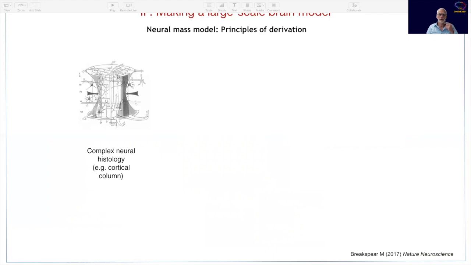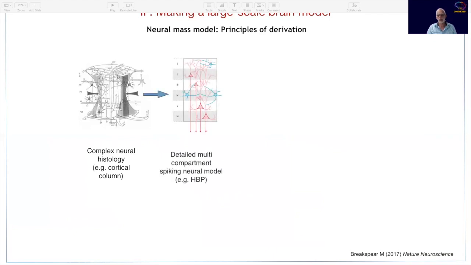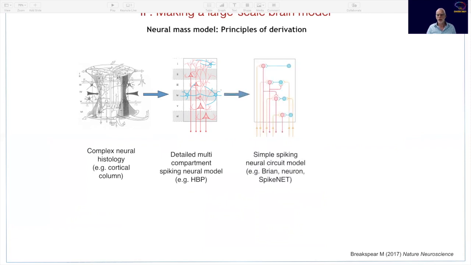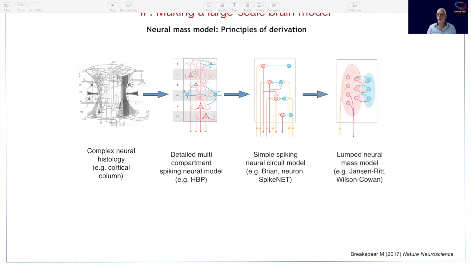What are the principles of derivation here? Is to take the complex, still barely understood neural tissue and parse it back to some key cells in a small column. This might be a detailed multi-compartment model, such as the Human Brain Project is pursuing. We might even then simplify it even further. So each neuron is just like one little system with a couple of equations. Brian, NEURON, and SpikeNet do these. Or we might just, as I spoke about a moment ago, get rid of all the individual states and just do a population model.